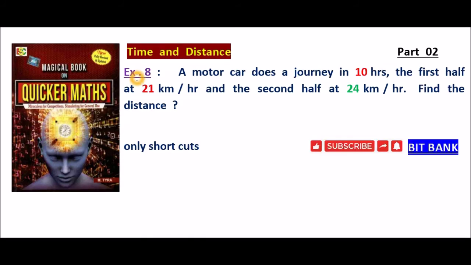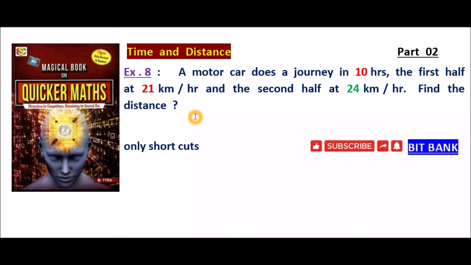Example 8. A motor car does a journey in 10 hours. The first half at 21 km per hour and the second half at 24 km per hour. Find the distance. The same model as example number 7, but there is a small difference in the formula.